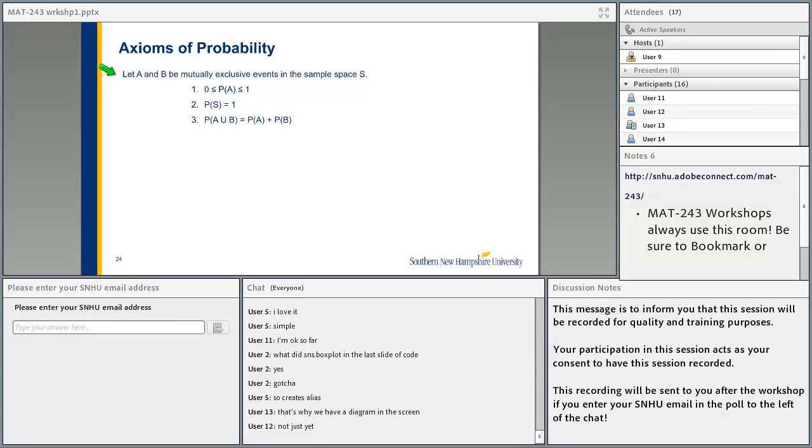If I have A and B as two mutually exclusive events, then we have some axioms or some rules of probability. And what are they? The probability of any event is always between 0 and 1. So here we've given an example. The probability of A, the probability that event A occurs, is between 0 and 1. The probability of the sample space is 1. If you include all the values in your sample space and add up all the probabilities, it's always 1.